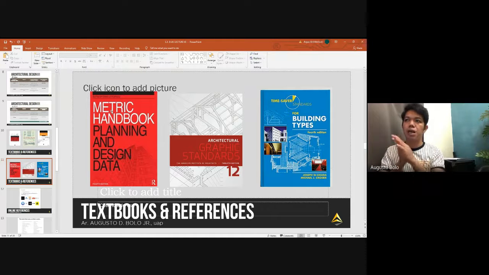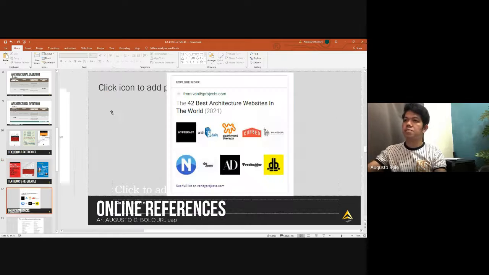For me, the Metric Handbook is kind of redundant. You will be using it once you have your building technology subject, the higher level of Archi. But if you already have it, why not?